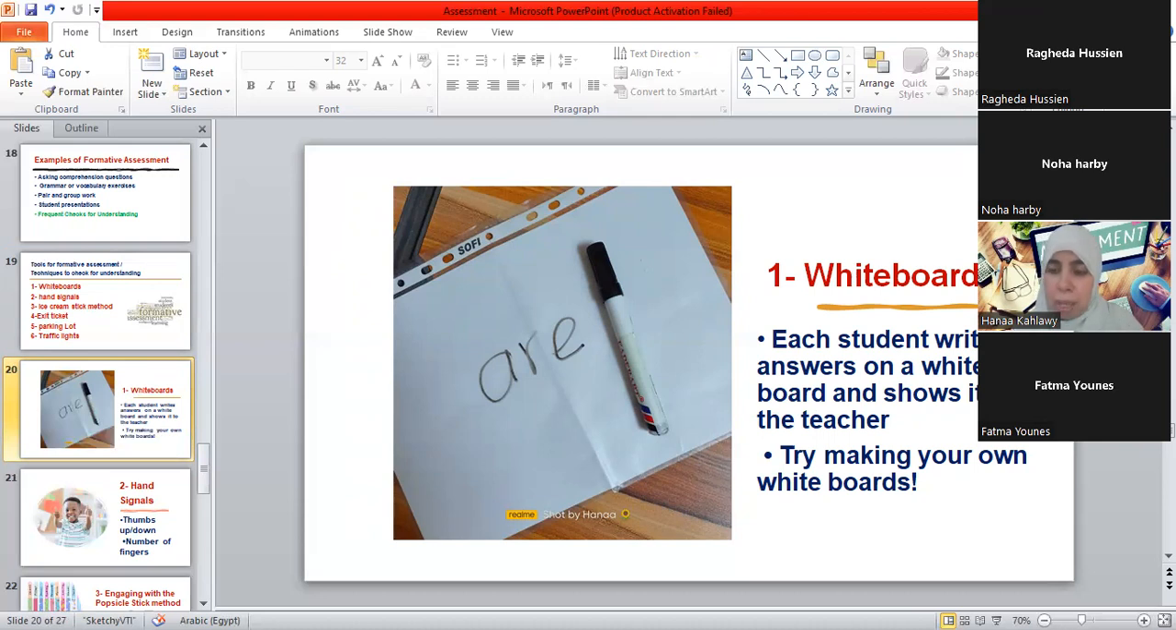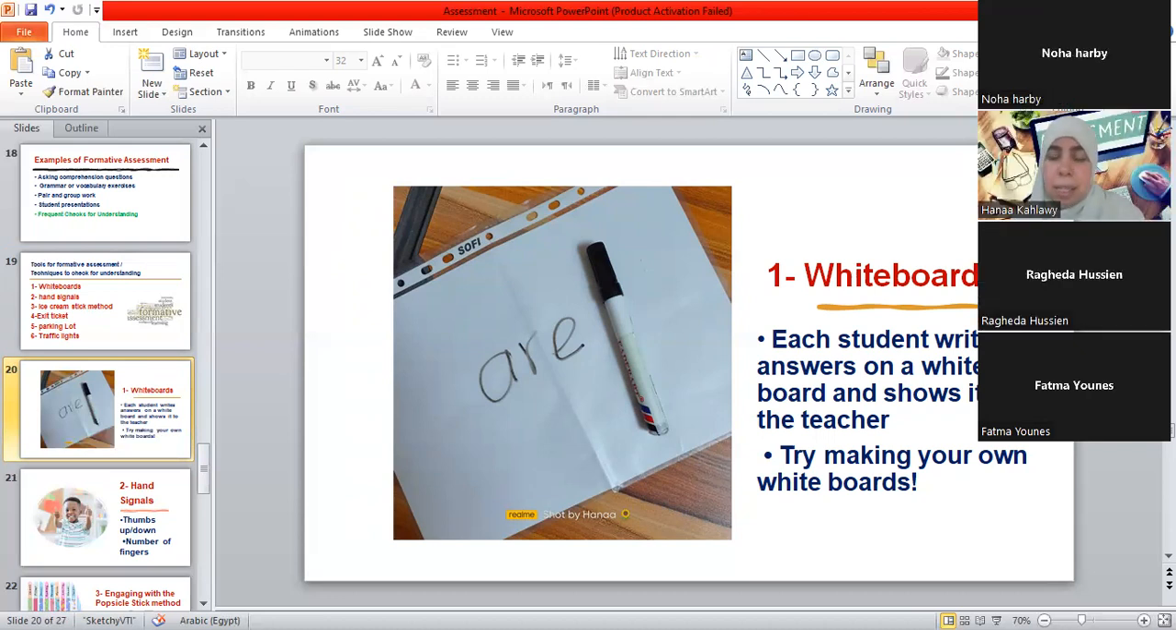If you want to make it individual, each student can have his or her own whiteboard, and it's easily erased because it's plastic. So they can erase the answer and use it again and again. It's really quick and saves time. Okay, this is number 1, whiteboard.